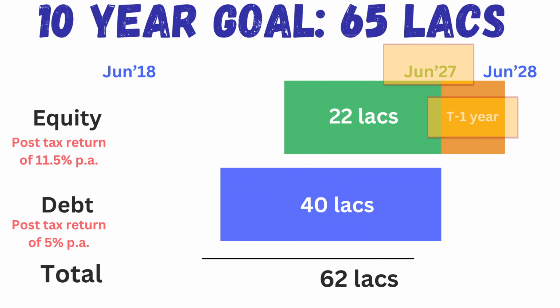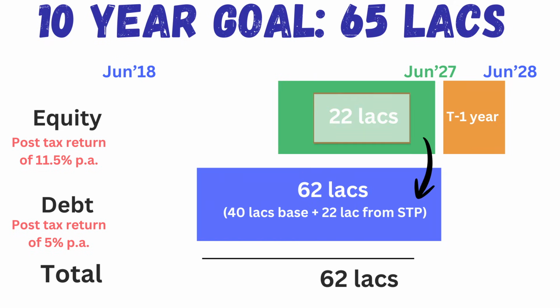Final June 2027, which is T minus 1 from the goal deadline. Some investors choose to gradually move the remaining equity exposure to debt over the final few months.